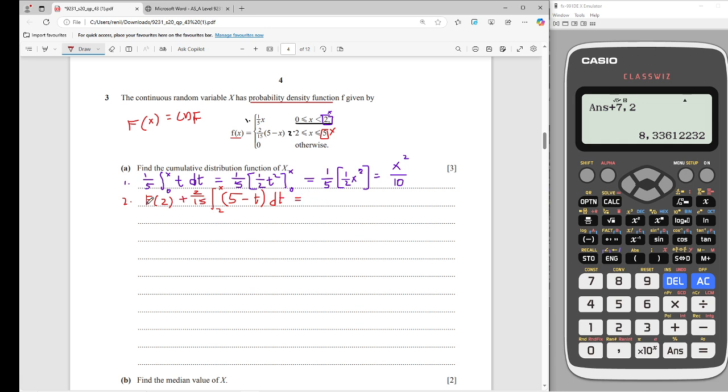So when we differentiate, first of all, let's do integrate, by the way. And first of all, let's do F of 2. When you plug in the value of 2 into the CDF function here, you get 2 squared over 10, which is just 4 by 10 or 2 by 5. And this 2 by 5 is added with 2 by 15 times. Now we have to integrate to get 5t minus t squared over 2.